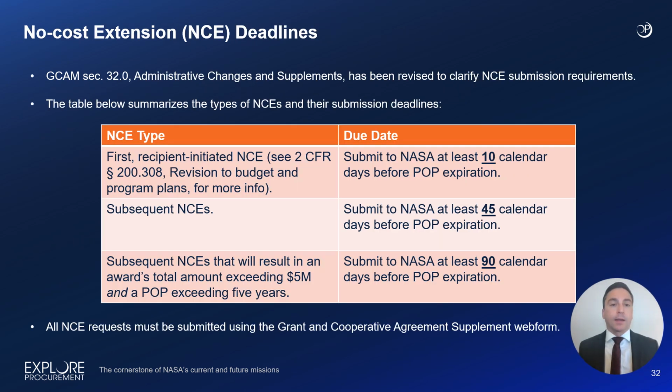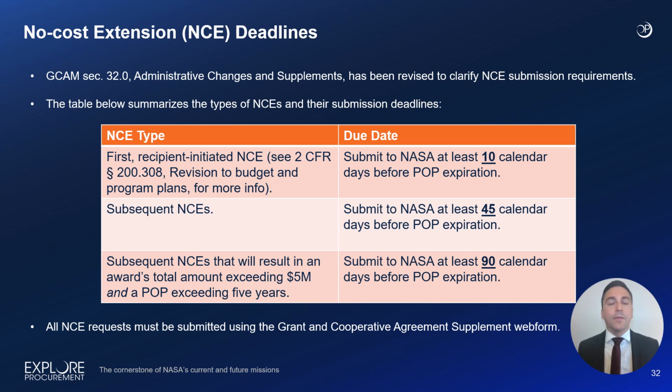NASA has also clarified guidance regarding no-cost extension requests. There are now essentially 3 different no-cost extension deadlines with which recipients should be familiar. The first pertains to the recipient-initiated no-cost extensions authorized by 2 CFR Section 200.308. These recipient-initiated extension requests must be submitted to NASA at least 10 calendar days before a period of performance expires. After that, subsequent no-cost extension requests must be submitted to NASA at least 45 calendar days before a POP expires.